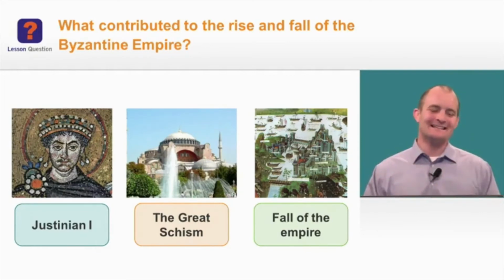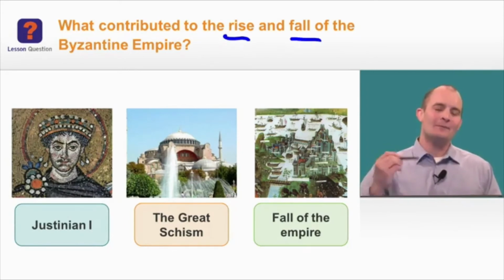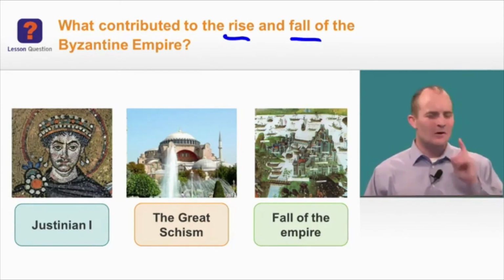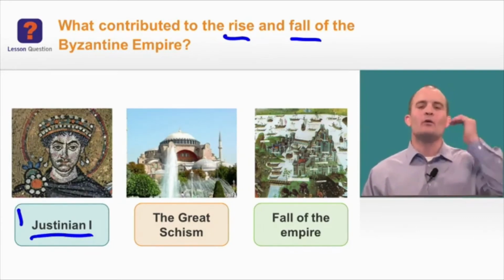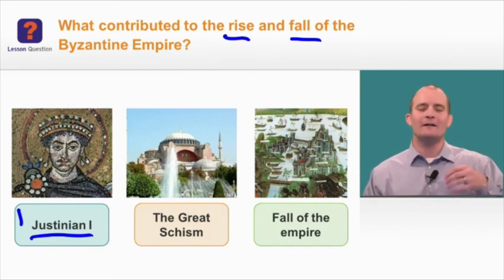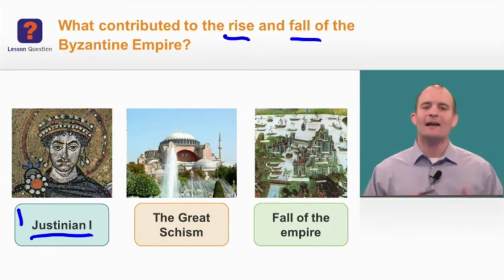Top of the screen, it says, what contributed to the rise and fall of the Byzantine Empire? Well, recall, in the first part, we looked at Justinian I and how he and Theodora really contributed to the rise of the Byzantine Empire. They brought in the new Rome, and we saw how Constantinople was the center for trade and commerce, and that brought in a great deal of wealth that really helped the rise of the Byzantine Empire.